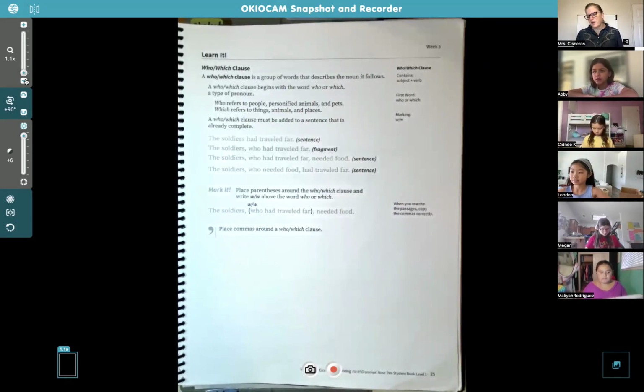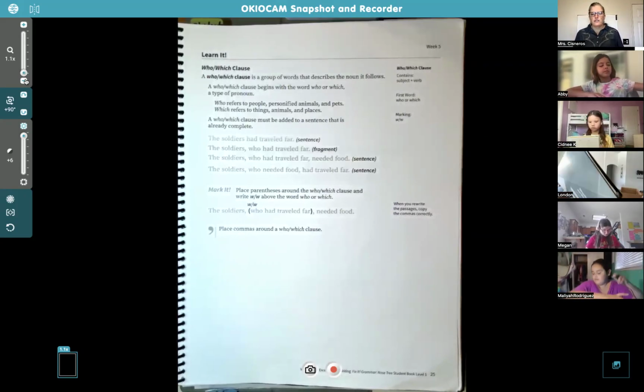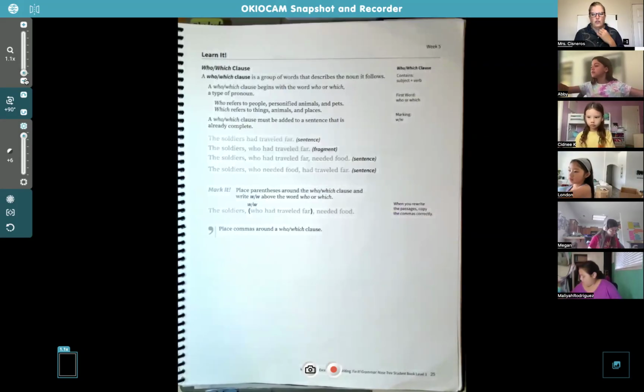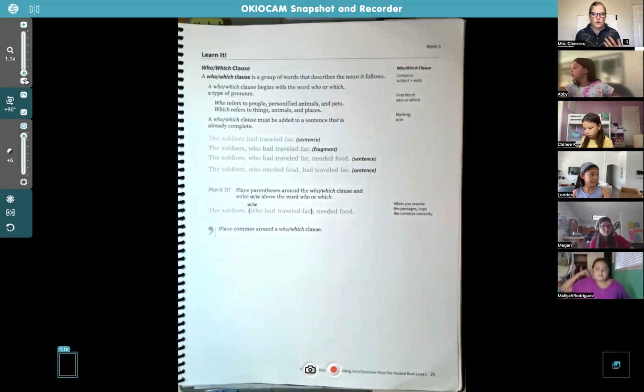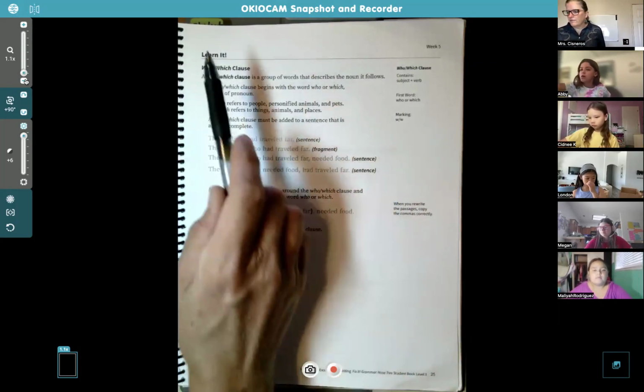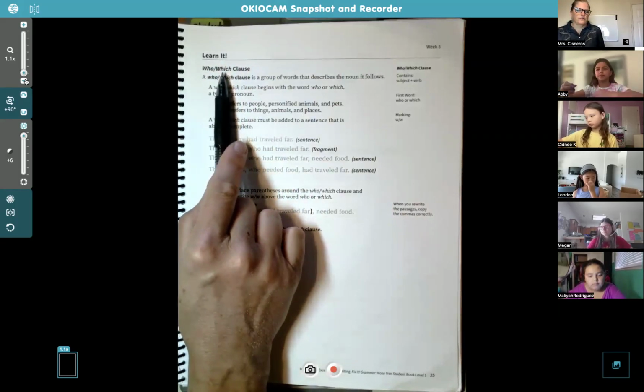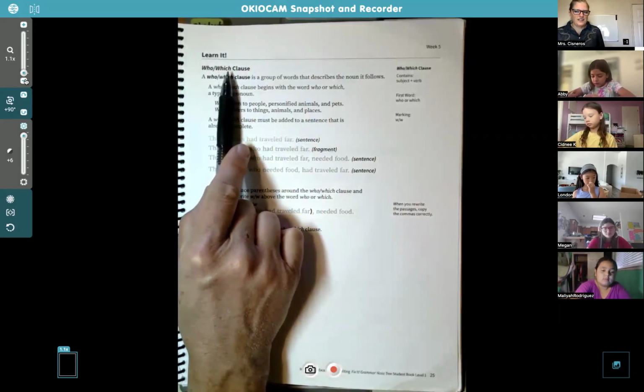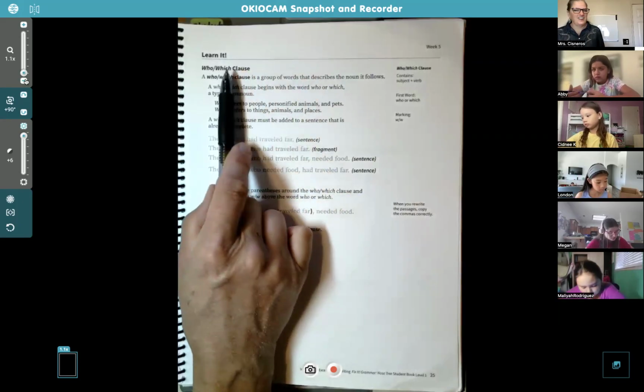This is new to you guys, so I'm going to explain what it is. And while you're getting to that page, on page 25, we're going to start eventually, not yet, but in a few weeks, writing stories and using the who, which clause in the stories too, because it really adds a lot to your writing. So, who or which? Okay. And it's not WITCH like the Halloween witch, not that.